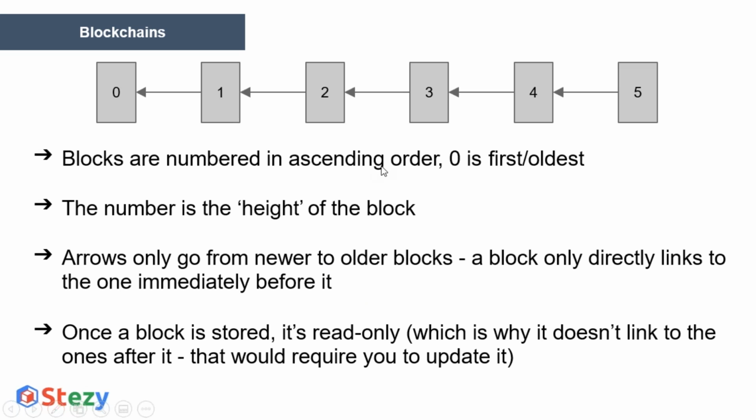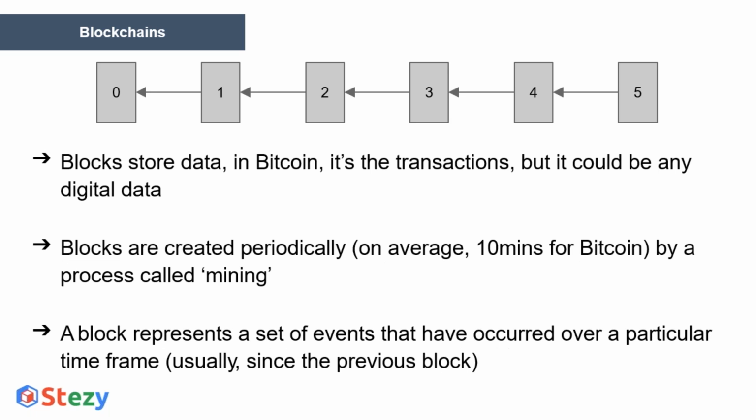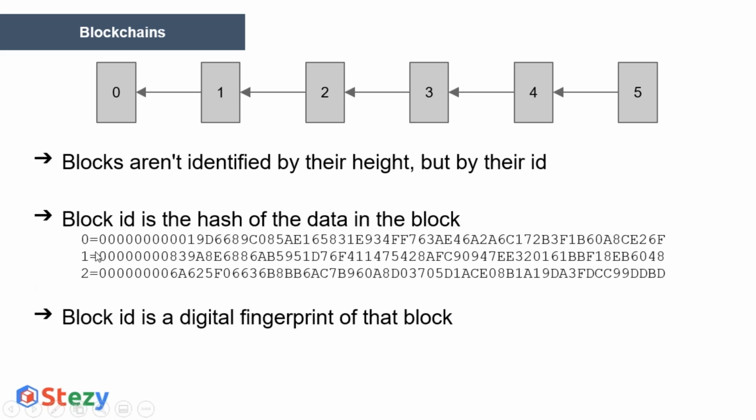Blocks are numbered in ascending order, from 0 for the first block, and it goes to a higher level. The number is called the height of the block. Arrows go from the newer block to the older block. Once a block is stored, it's read only, and you cannot tamper with it. This is how it goes on. The hash of each of these will be stored in one of the blocks. So your blocks keep on moving forward.